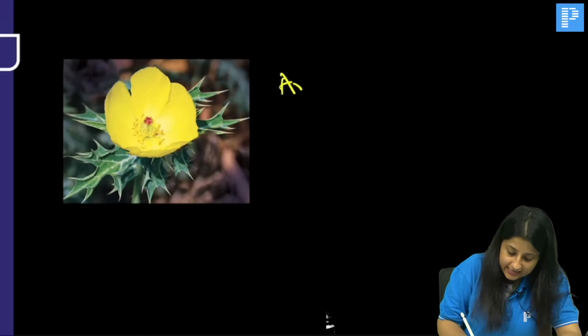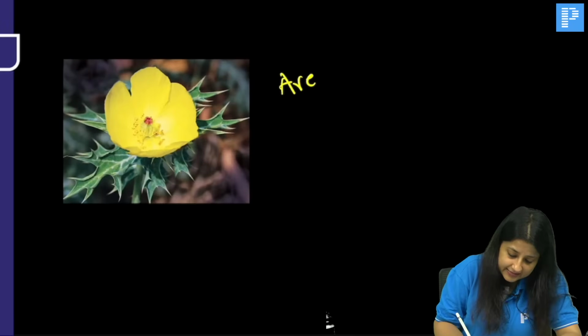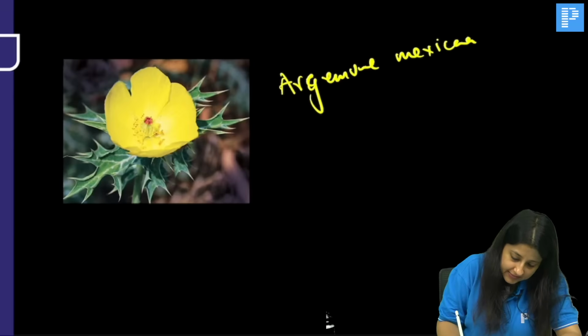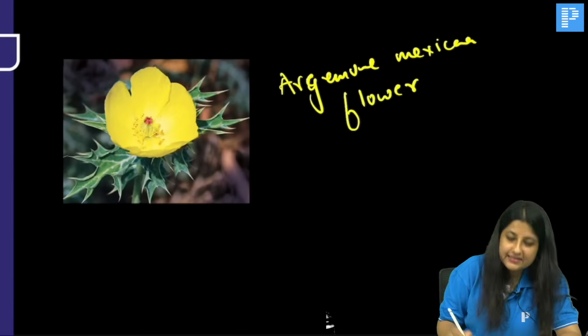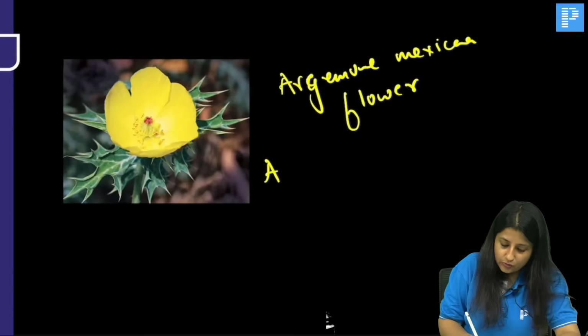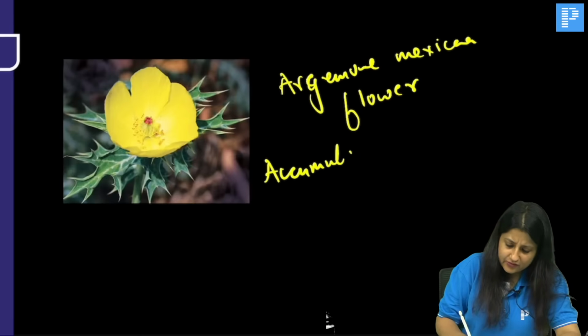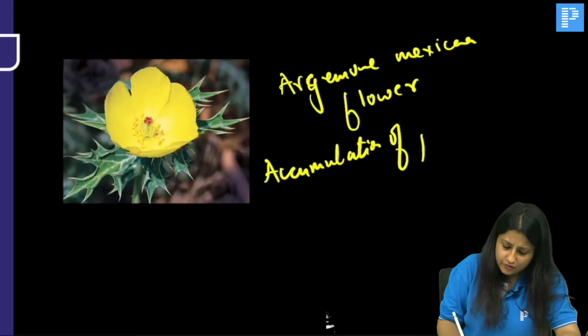This was asked in INI-CET. Argemone mexicana flower. ठीक है? And this has sanguinarine. Now, you know, it leads to accumulation of pyruvic acid. Just a little bit of it. Accumulation of pyruvic acid.